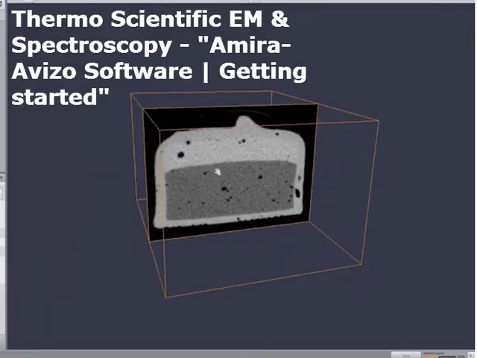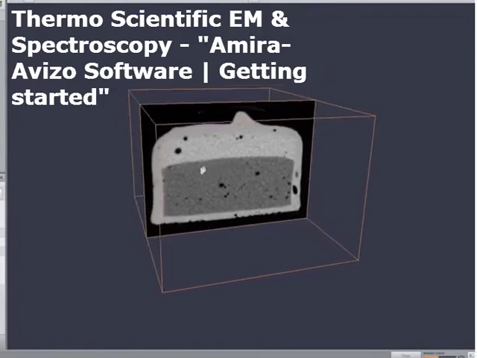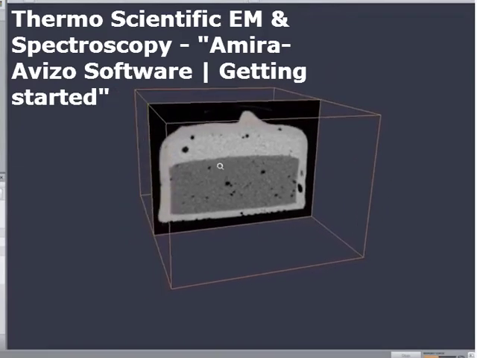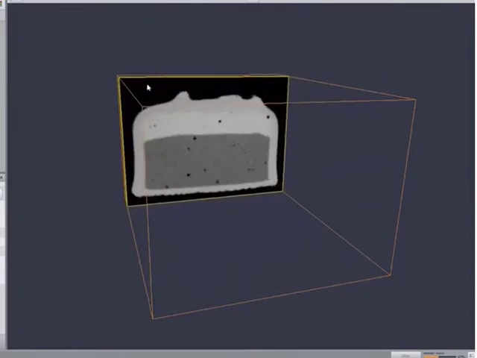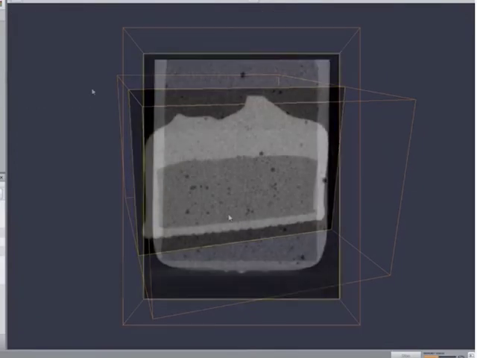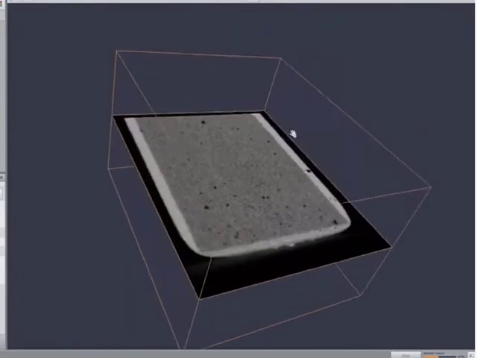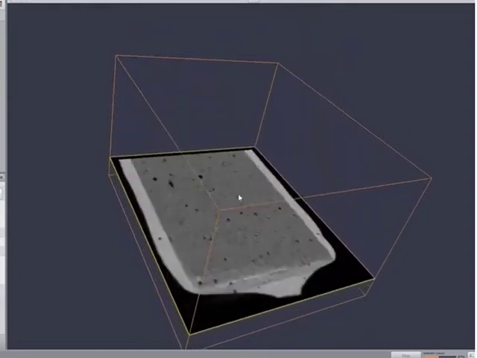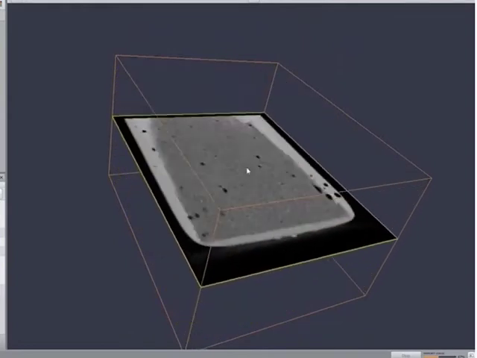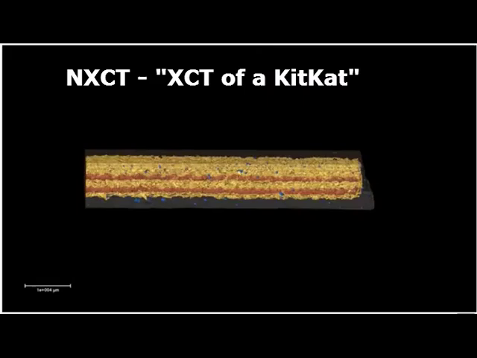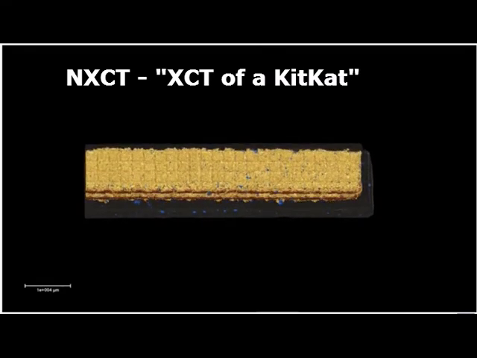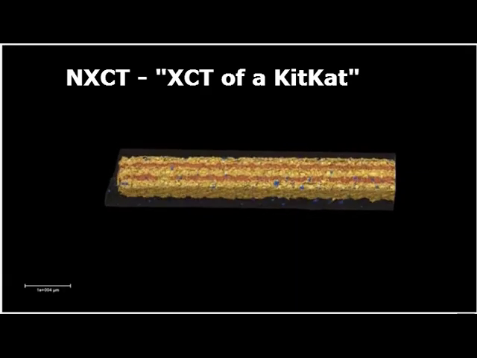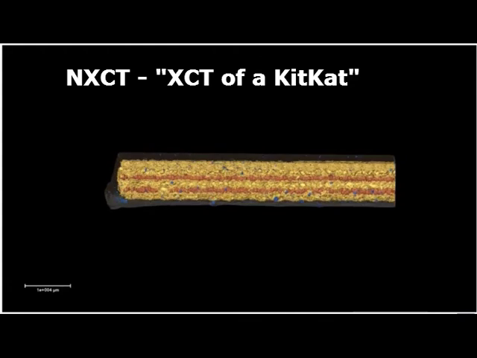Okay, first I'm going to start by showing you examples of other people's work. Here we have Thermo Scientific's Avizo tutorial where they looked at what I believe is a Mars bar, which is very cool. And then next we have NXCT's XCT of a KitKat, which was segmented very well.